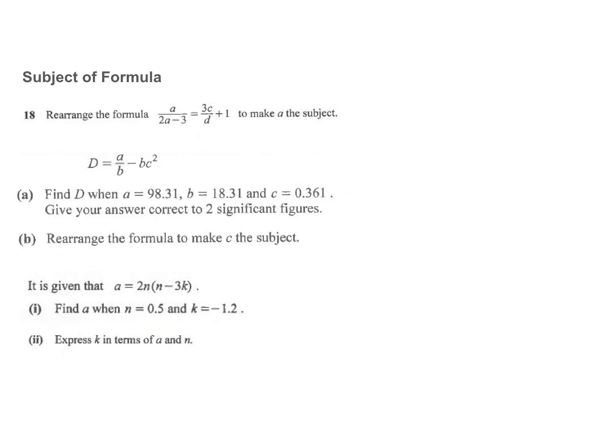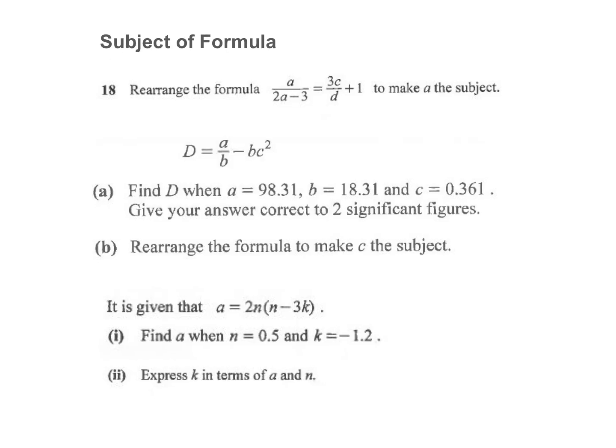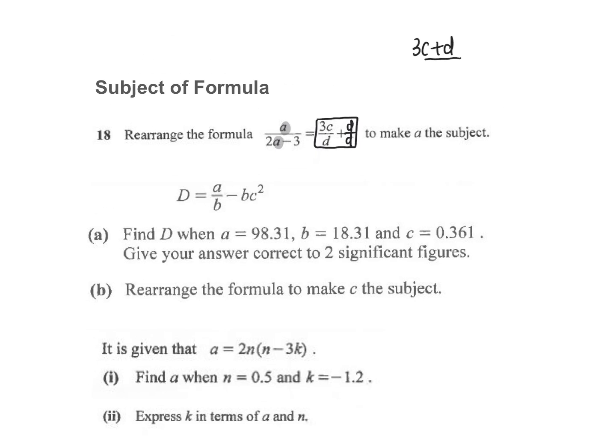Okay, another one is subject of formula, the nonsense one. So this one, how to make A the subject of formula? So before you can bring over, please be careful. Combine this into 1 first. So 1 is the same as D over D. Correct? So I can change this to 3C plus D over D first before I cross multiply. So cross. So this one become AD. This one you need to go and expand. Okay? So I go and expand this.